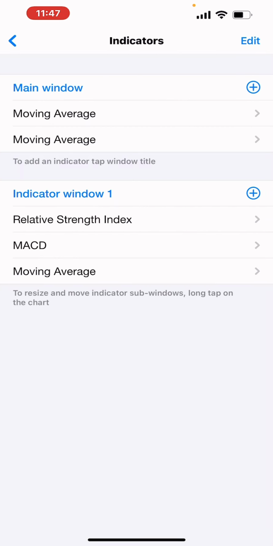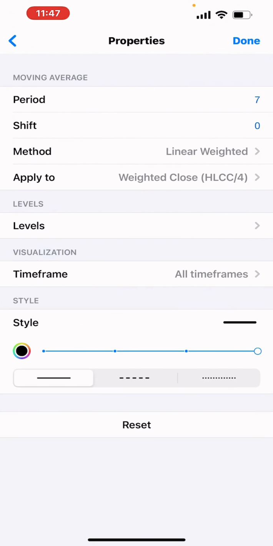Hello guys, I forgot the settings for this particular strategy. I'm so sorry about that, but I'm going to include it now. We have the moving average, period 7, shift 0, method linear weighted, applied to weighted close. Just add the same parameters the way they are. Style is the last pixel, color black.